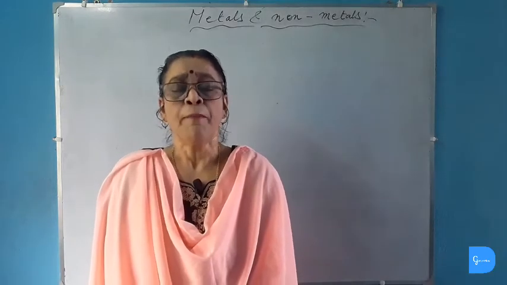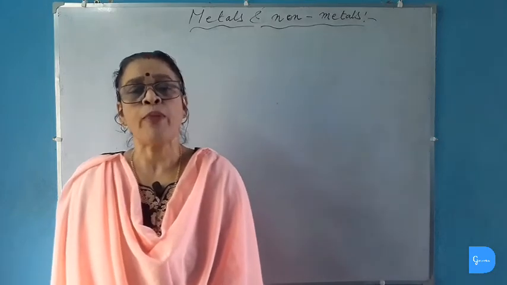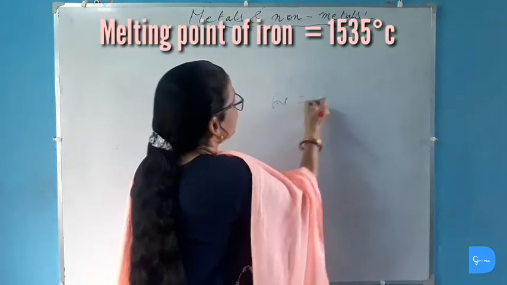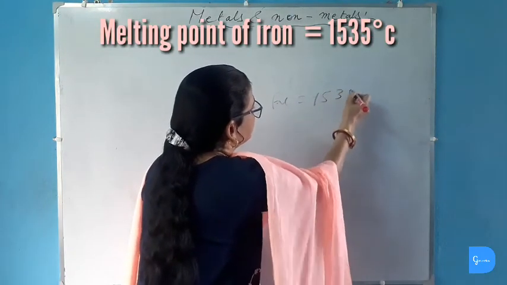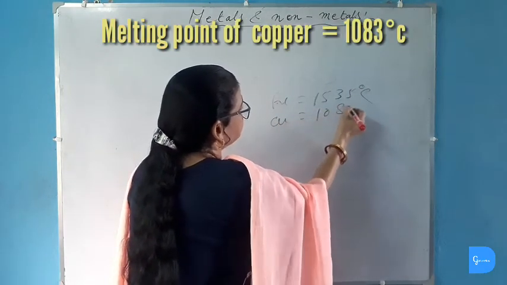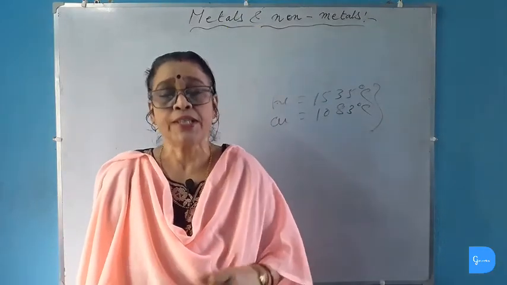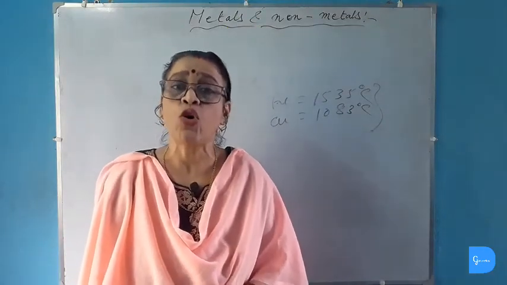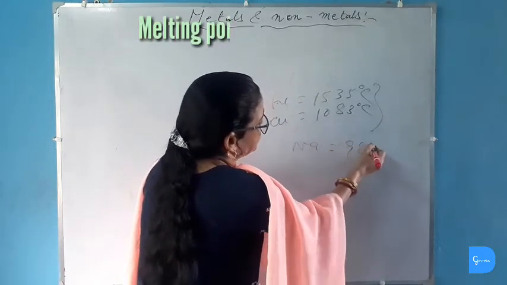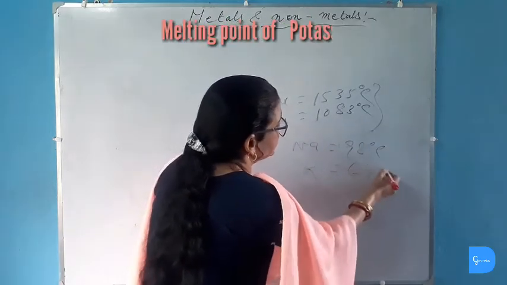Number 7. Metals have high melting and boiling points, and non-metals have low melting and boiling points. For example, the melting point of iron is 1535 degrees centigrade and that of copper is 1083 degrees centigrade. But there are some exceptions like sodium and potassium. These are alkali metals, but they have low melting and boiling points. Sodium has a melting point of 98 degrees centigrade and that of potassium is 64 degrees centigrade.